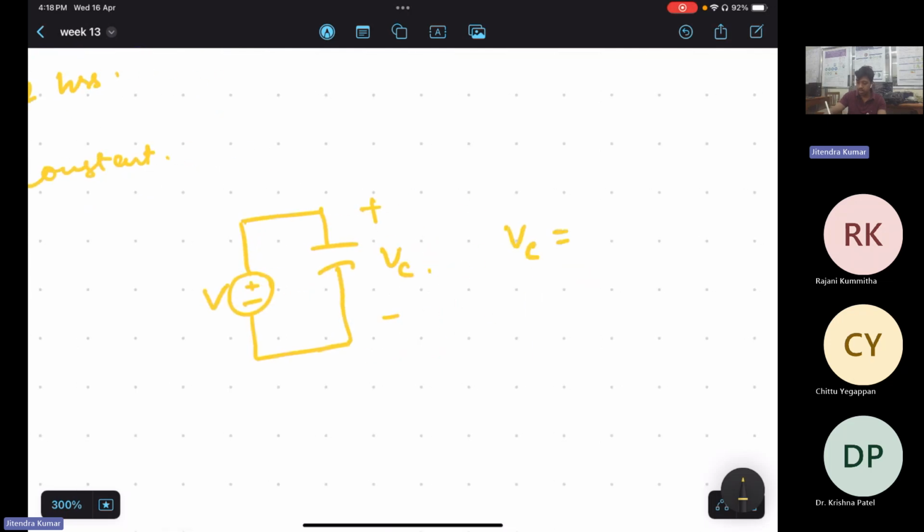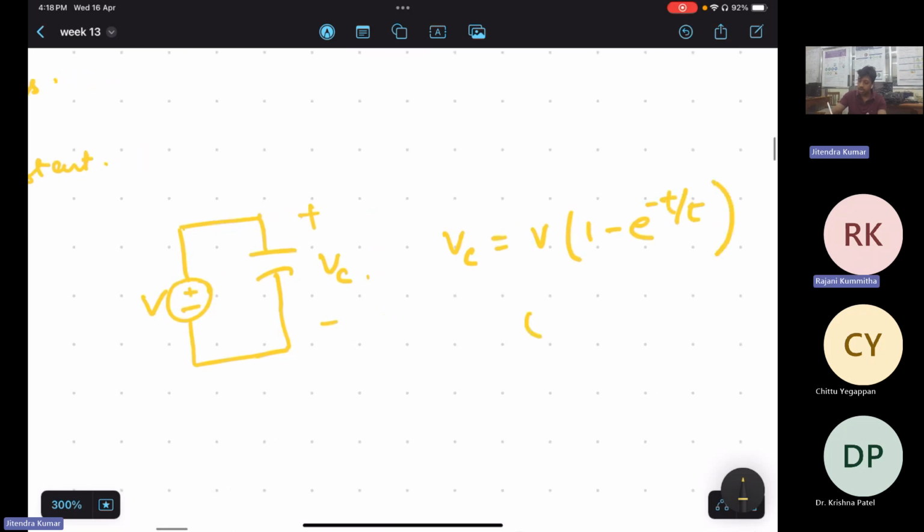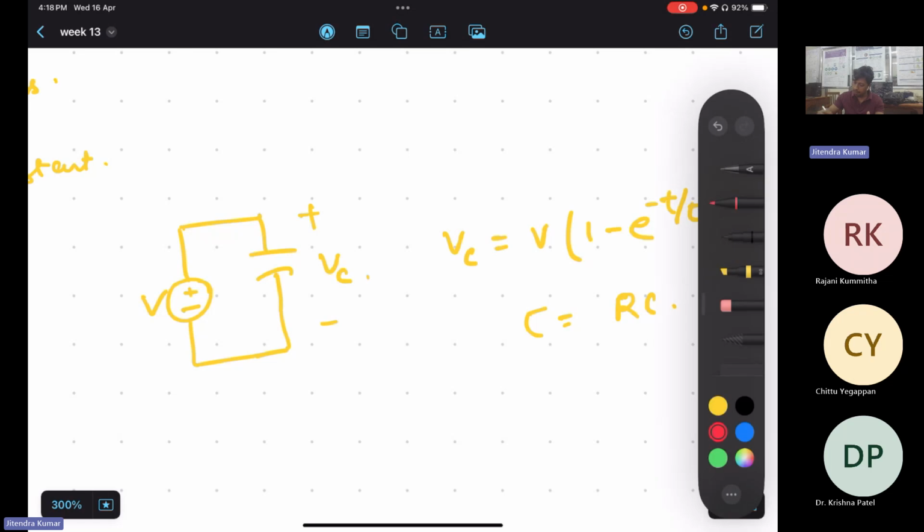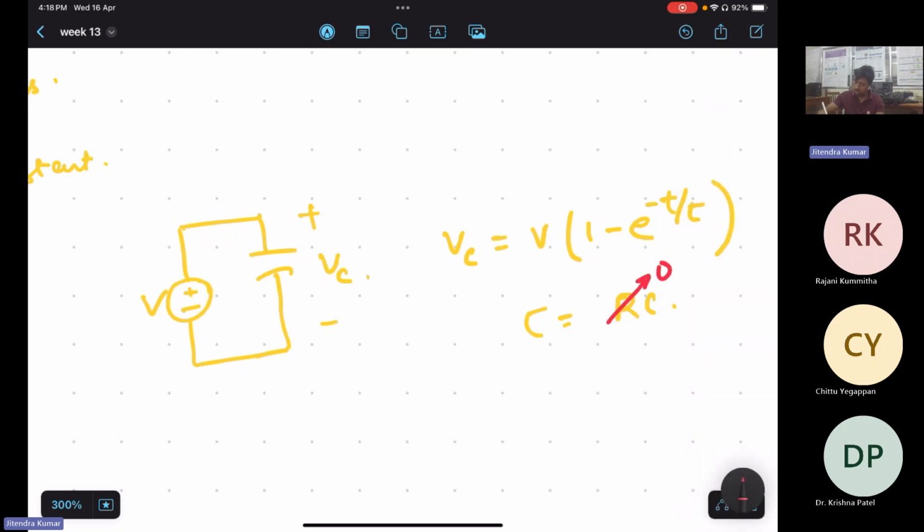If you have studied the transient, it will be 1 minus e raised to power minus t by tau, where tau is equal to RC. So if R is not there, then it will charge immediately, right? If R is equal to 0, the time constant is 0. What does it imply? Time constant 0 means it will immediately reach the steady state. There will not be any transient.